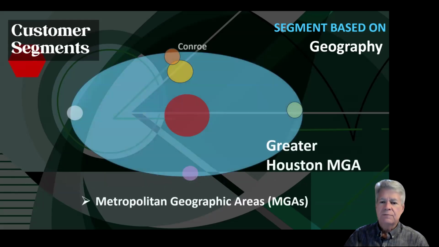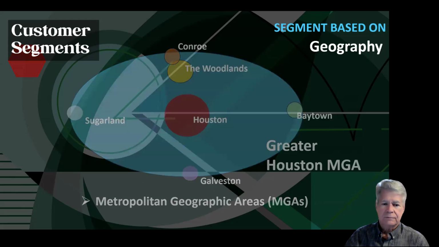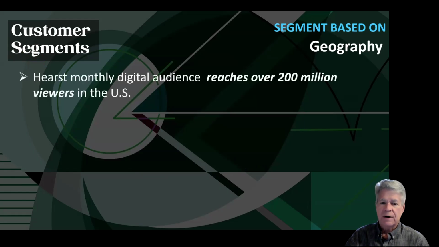An MGA can cover many additional cities surrounding a major city. Let's take Houston, for example. The Houston metropolitan geographic area includes 9 counties and over 24 smaller cities. Hearst Newspapers has integrated their distribution tools, as we just said, so that you can reach all these different cities and communities. Hearst monthly digital audience reaches over 200 million viewers in the U.S., including newspapers, magazines, and 27 major cities through their digital platform, Very Local.